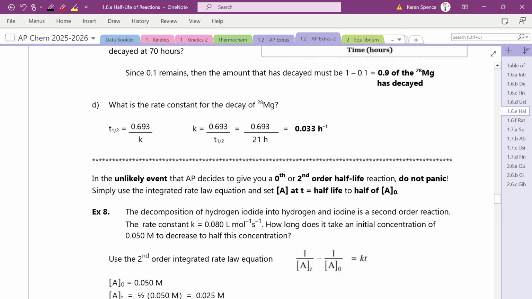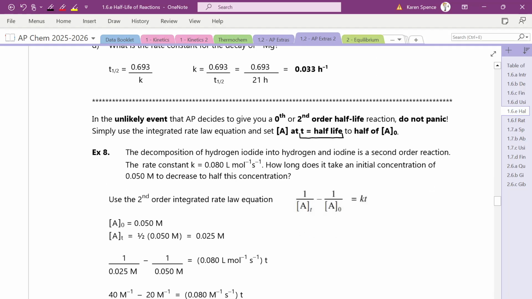In the unlikely event, this is on our next page after the stars. In the unlikely event that AP decides to give you a 0th or second order half-life reaction, do not panic. Simply use the integrated rate law and set the time as the half-life and set the concentration of A at time t to half of A at time 0. Does that make sense?